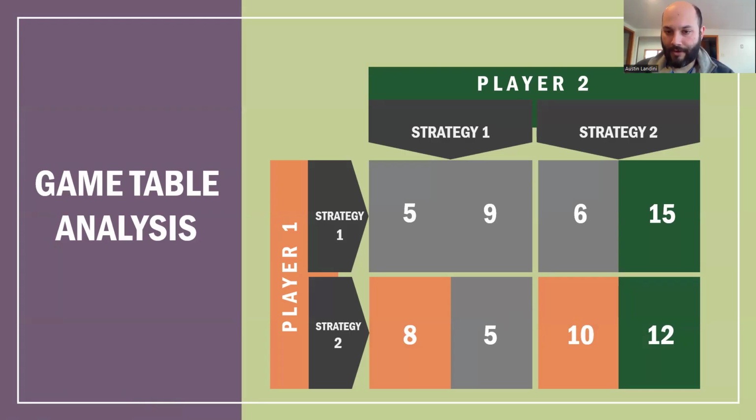All right, so player 2 also has a dominant strategy to pick strategy 2. 15 is more than 9 if player 1 is picking strategy 1. 12 is more than 5 if player 1 is picking strategy 2. And so we would say it's rational for player 2 to pick strategy 2 no matter what. So what is the Nash equilibrium? We have this overlap of best responses here, and each player will pick strategy 2. The Nash equilibrium is the strategies chosen. So player 1 picking strategy 2 and player 2 picking strategy 2 is the Nash equilibrium. The payoffs in the equilibrium are 10 for player 1 and 12 for player 2.